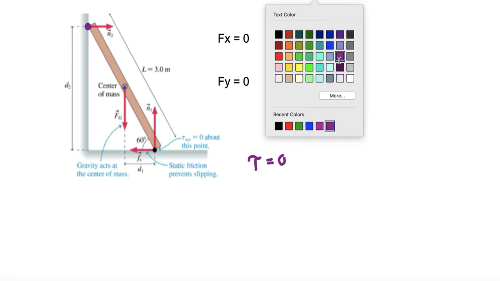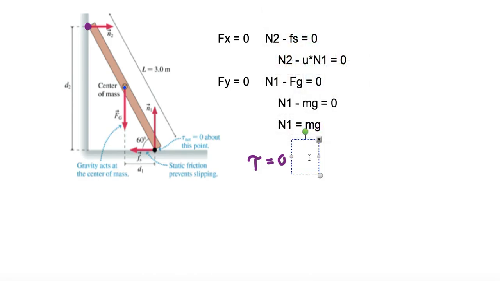All right, so defining all the torques, we have our gravity torque, which is going to be in the negative direction.